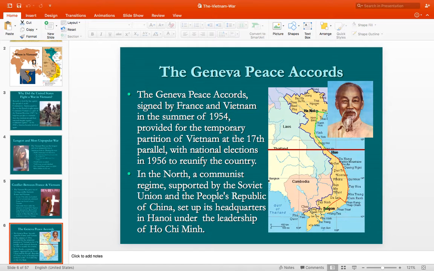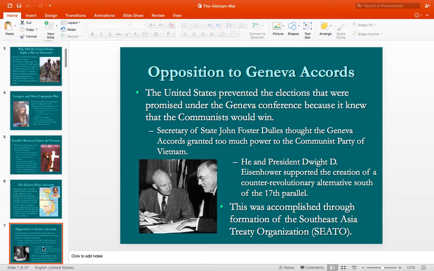So the North was communist, the South was a democratic, capitalist country. The North, right here, is led by Ho Chi Minh, who was one of the operatives who worked with the U.S. during the Second World War. According to these peace accords, as we discussed on Wednesday, there was to be a national election in 1956, 2 years later, to reunify the country. And if the people wanted communism, so be it. And if the people voted to have a democratic capitalist society, they were going to adhere to that.